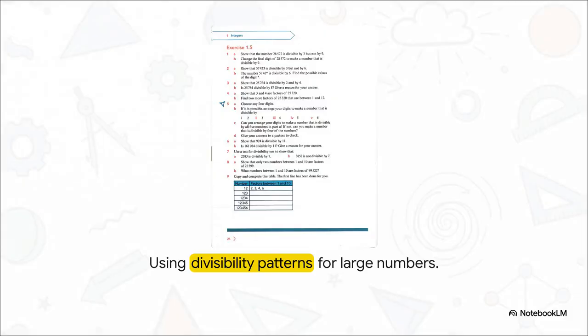Take a look at the number 28,572. I mean, it looks pretty scary, right? But if we apply our rule for 3 and 9, we just sum the digits up. 2 plus 8 plus 5 plus 7 plus 2 equals 24. And since 24 is cleanly divisible by 3, but not by 9, we instantly know the answer for that huge 5-digit number without having to write down a single division bracket. It's basically a mathematical superpower.